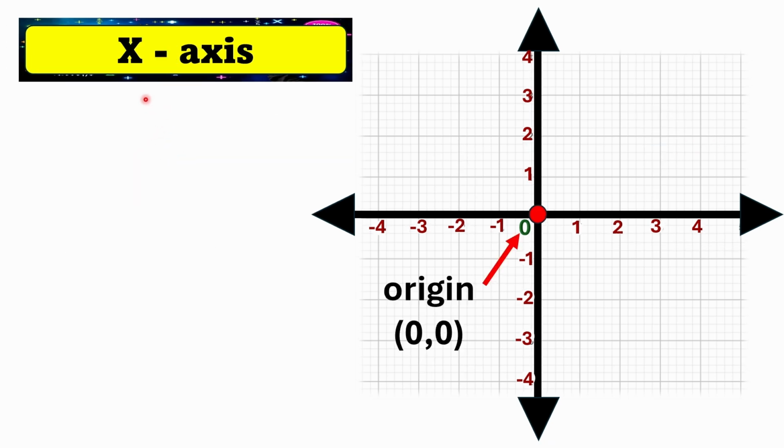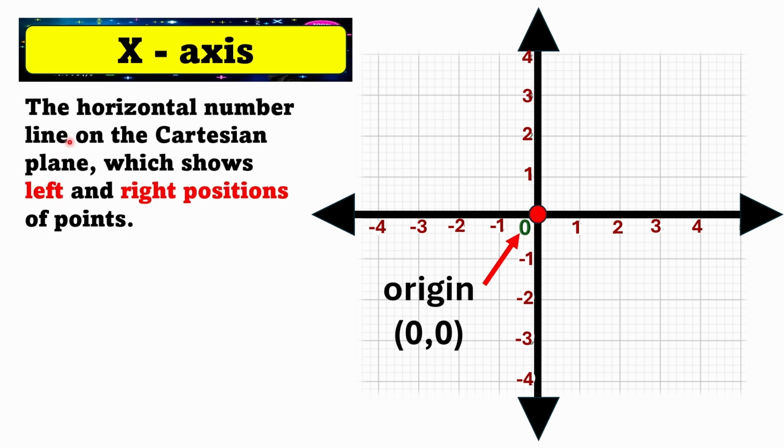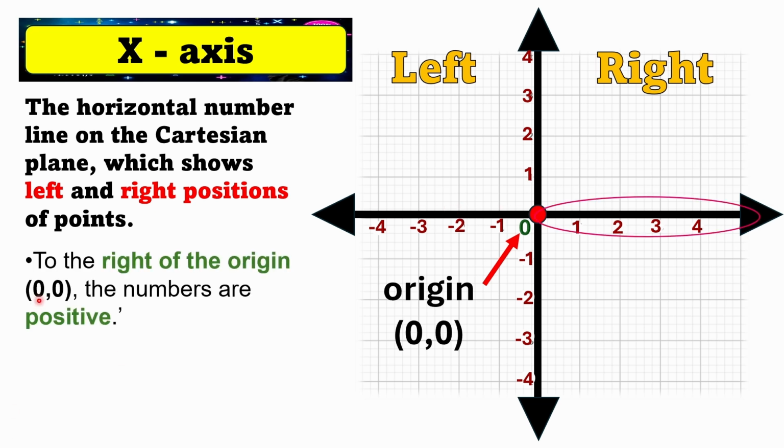Next, we have the x-axis. X-axis is the horizontal number line on the Cartesian plane which shows left and right position of points. So this is our left part and the right part of the Cartesian plane. And horizontal number line is what we call the x-axis. To the right of the origin, the numbers are positive. We have positive 1, positive 2, 3, and 4. And this is what we call the positive x-axis.